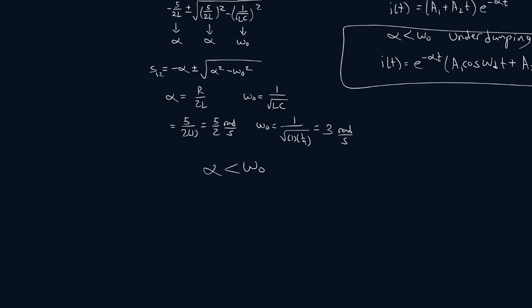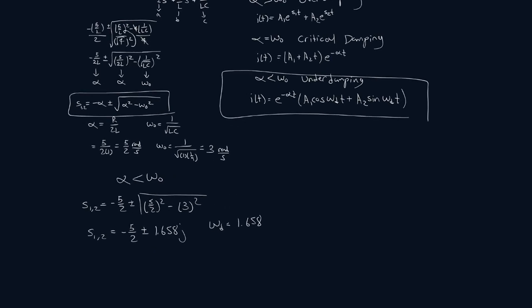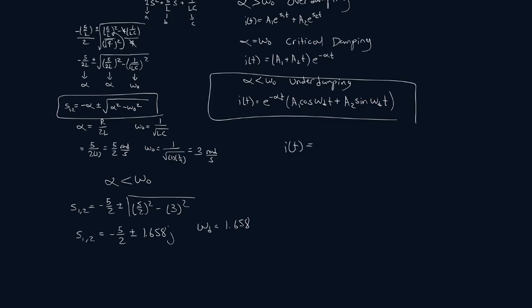So let's quickly put everything into here. So we get the following. s1,2 is equal to minus 5 over 2 plus or minus the square root of (5 over 2) squared minus 3 squared. And this will be equal to minus 5 over 2 plus or minus 1.658 j. And that's your damping frequency.